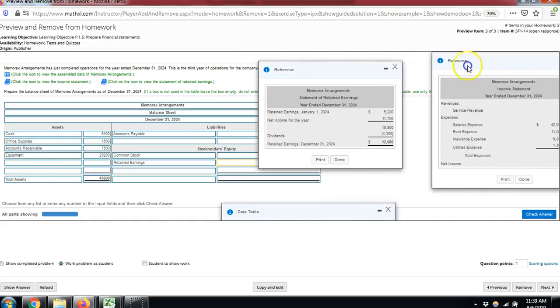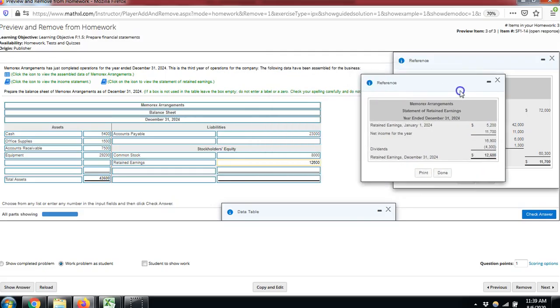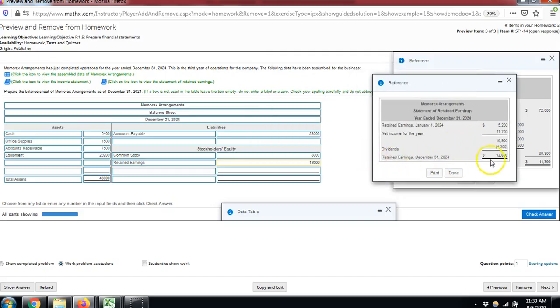So if you notice, you have to do these financial statements in a particular order. You start with the income statement because the income statement gives you a net income. The net income then flows into the statement of retained earnings because you have to add the net income to your beginning balance of retained earnings and then subtract out your dividends to get your ending balance of retained earnings. And then you finally need your ending balance of retained earnings to complete your balance sheet.